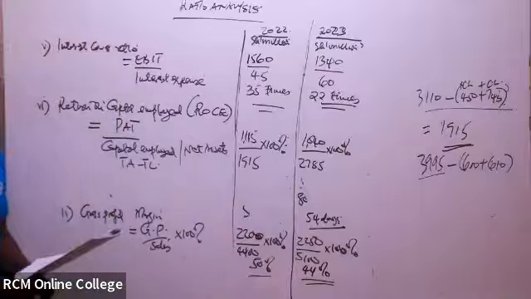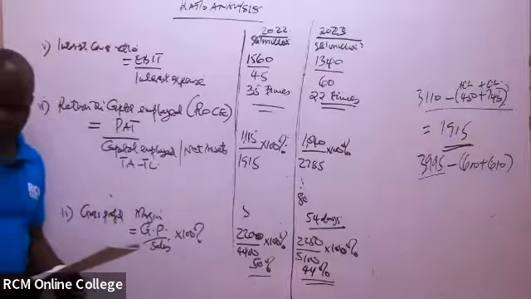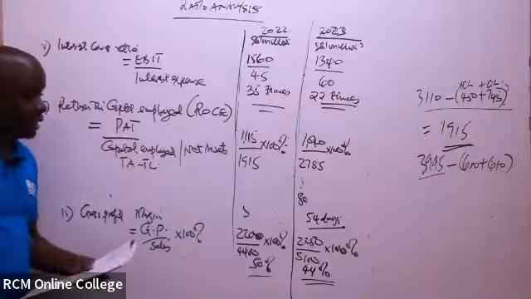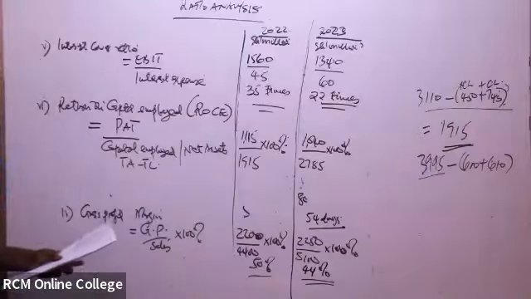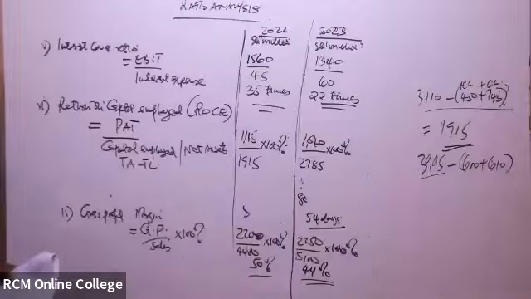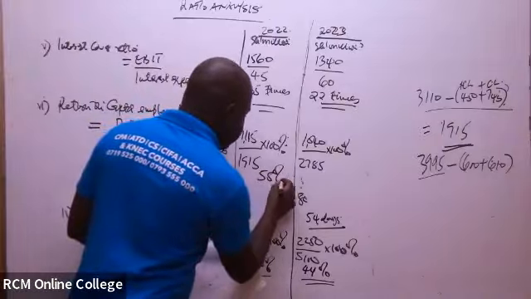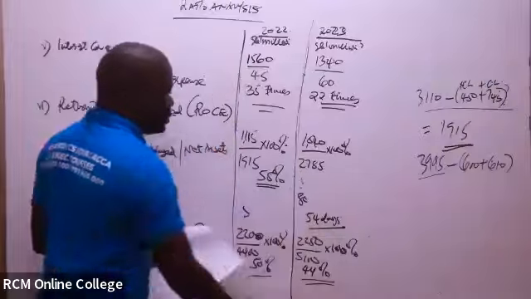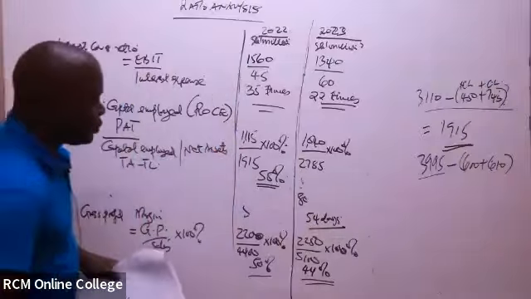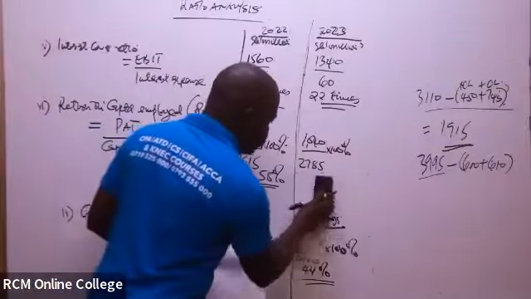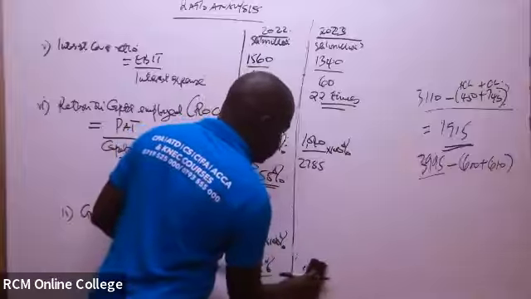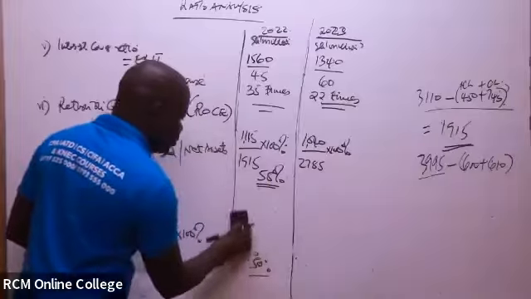So 2022, what do you get? 1115 over 1915 multiplied by 100%. You get 58%. So the return on capital employed is 58% for this one. What about 2023?